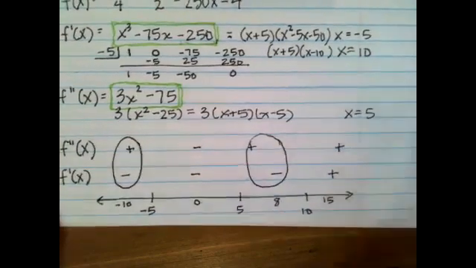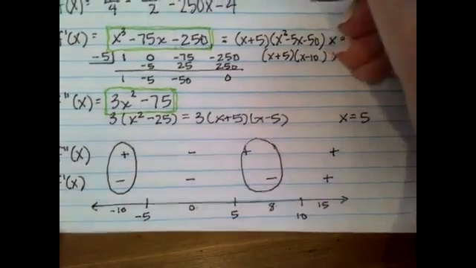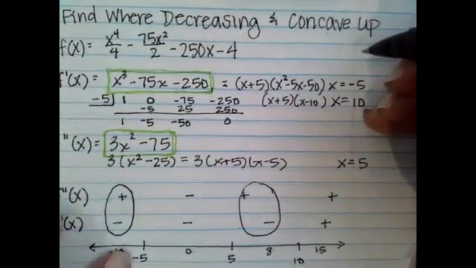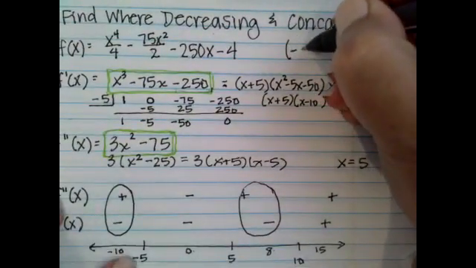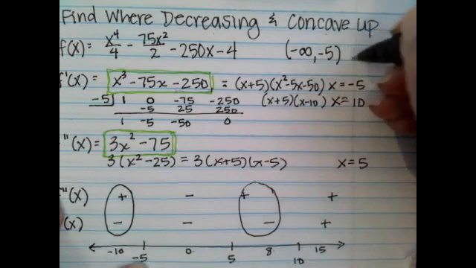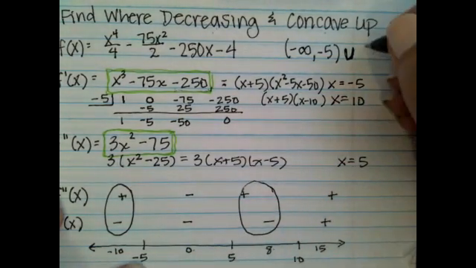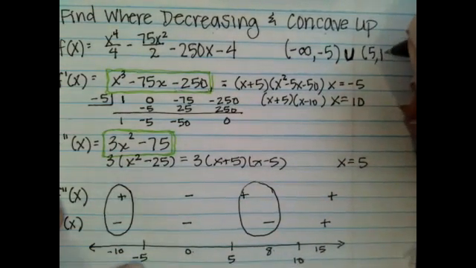And then we want intervals. And so this interval, let's see, where can I write this? Right up here, maybe. This would be negative infinity to -5. And then also this interval from 5 to 10.